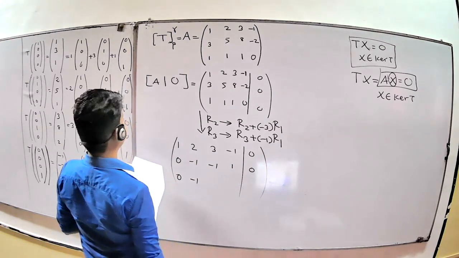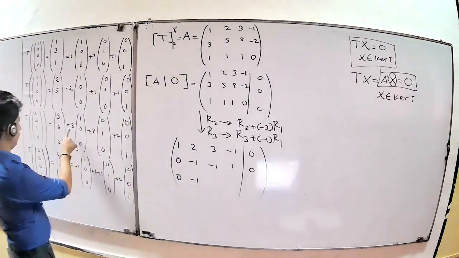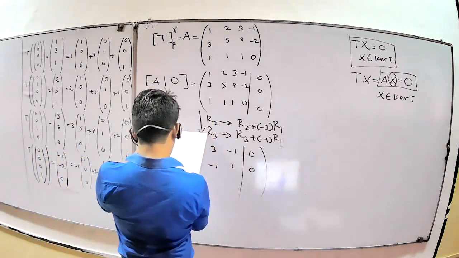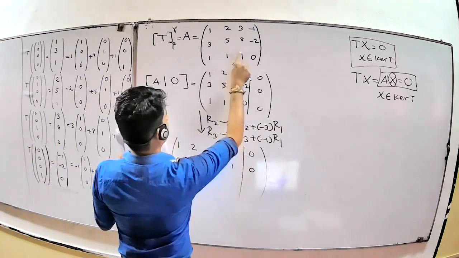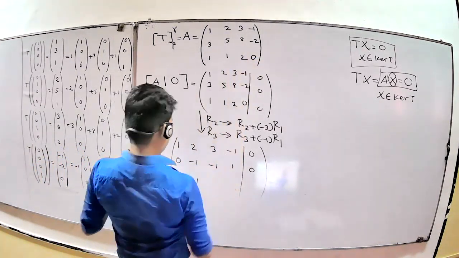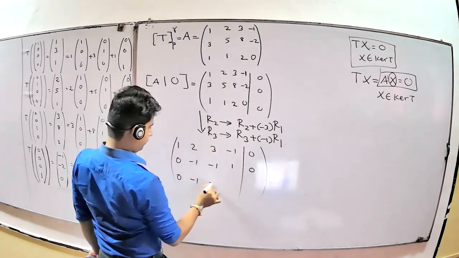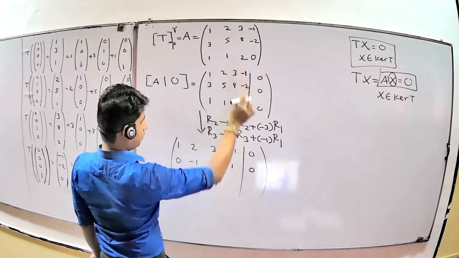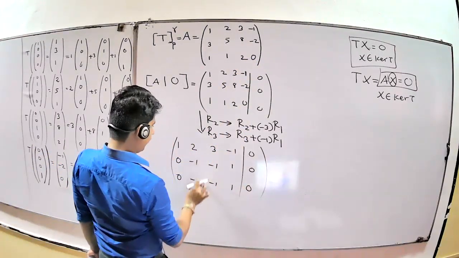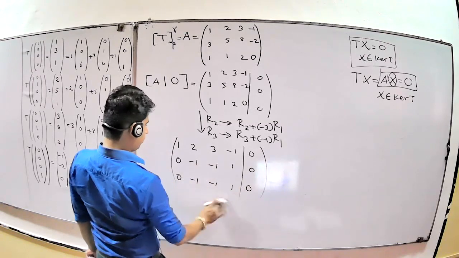Sorry, I made a mistake here: 3, 8, 2, sorry. Now therefore here -3, 2 becomes -1. Here 1, 0 becomes 1. Here 0. Therefore both rows are identical, so you get this row becoming 0.